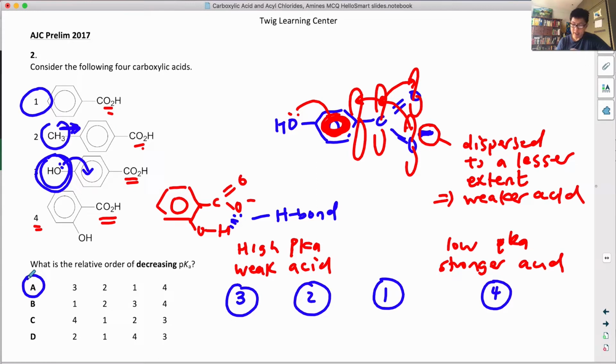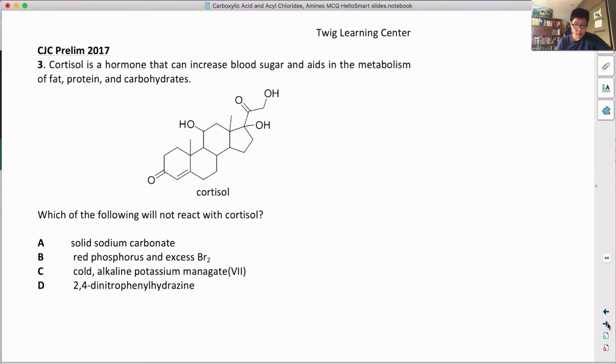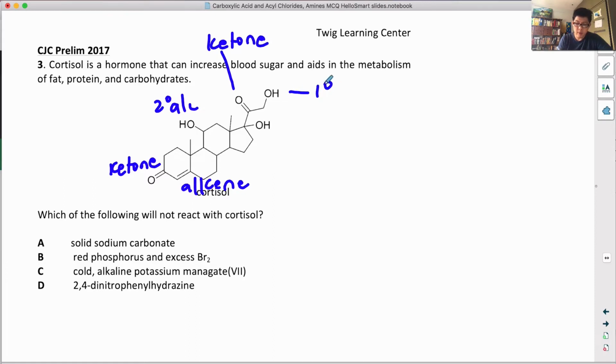Okay, let's look at the next question. Which of the following will not react with cortisol? So let's write all the functional groups. You have a ketone over here, you have an alkene, you have a secondary alcohol, you have a ketone, you have a primary alcohol, and you have a tertiary alcohol. So these are all the functional groups.